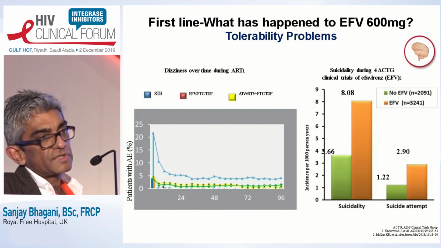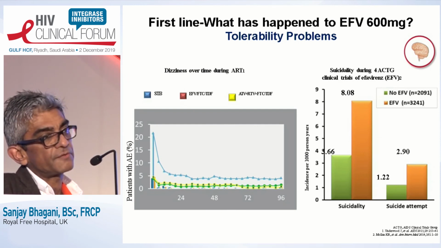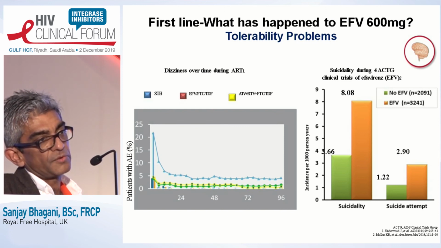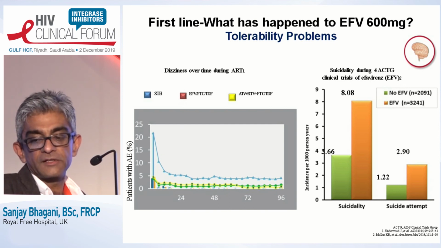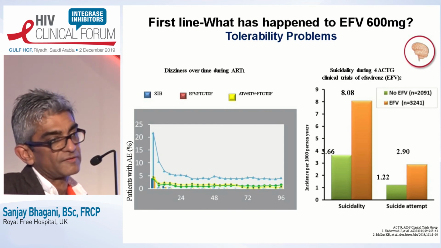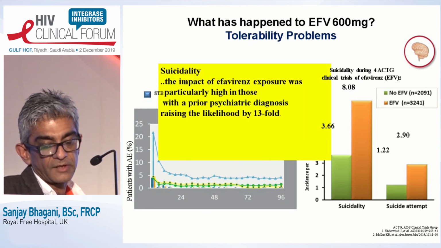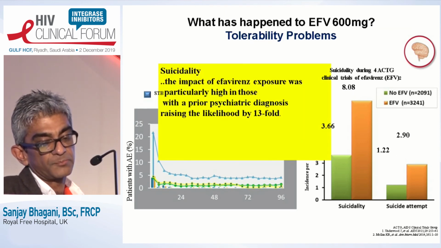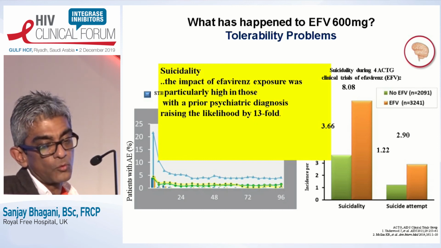So what has happened to our other first-line therapies? So what has happened to efavirenz 600? So we've seen over many years of experience, and this is just data from the ACTG clinical trials of efavirenz, that there is an increased risk of CNS toxicity, particularly suicidality and suicide attempts, and that this impact was particularly high in those with a prior psychiatric diagnosis, raising the likelihood by almost 13-fold.